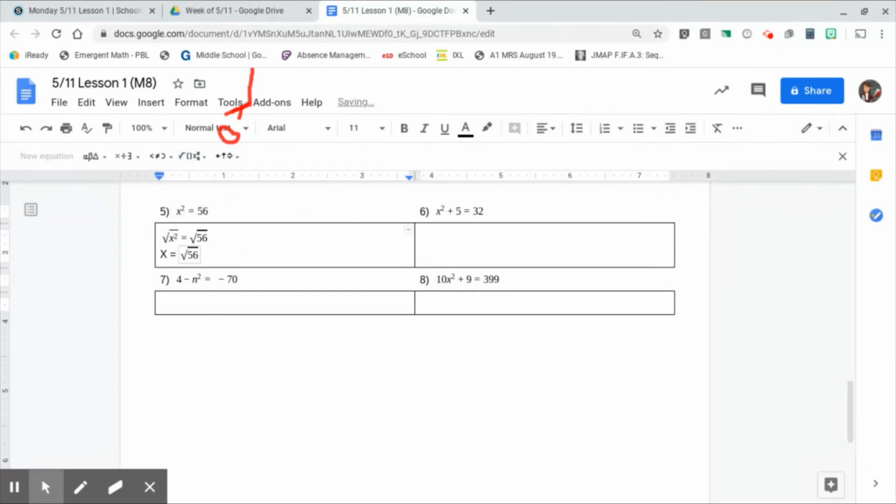Now, if the direction said to round to the nearest tenth, it would be 7.5. But the direction said nothing about that. They wanted exact answers, so we leave it as x equals the square root of 56. All right, let's take a look at number 6.